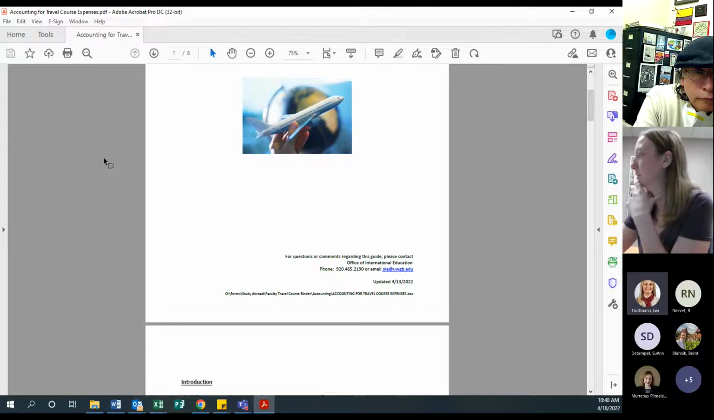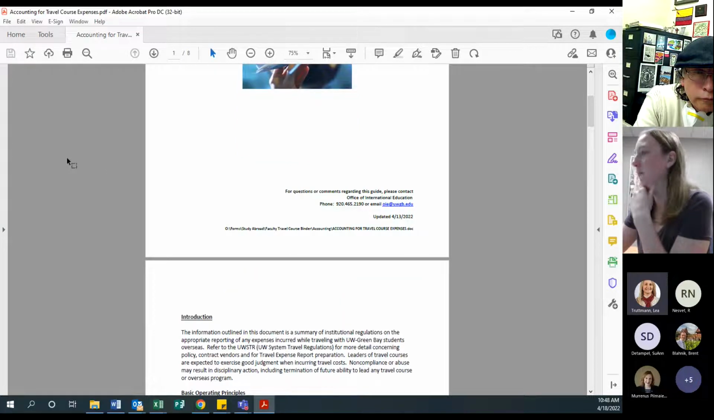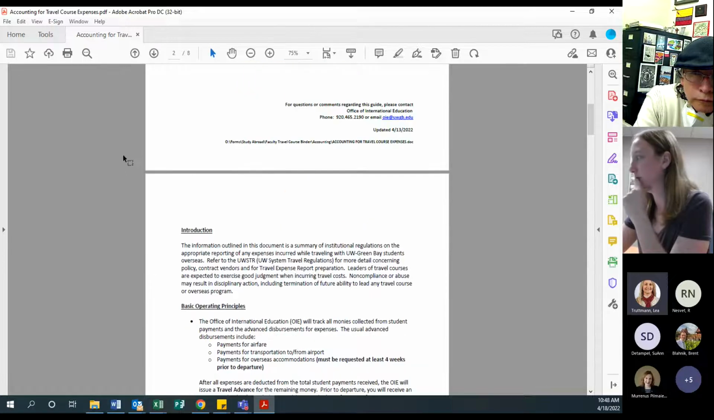So entering your TER at the end, we just want to make sure that all receipts are readable and detailed, because the auditors need to be able to see these receipts and match up what your advance was, what you spent, and so forth.